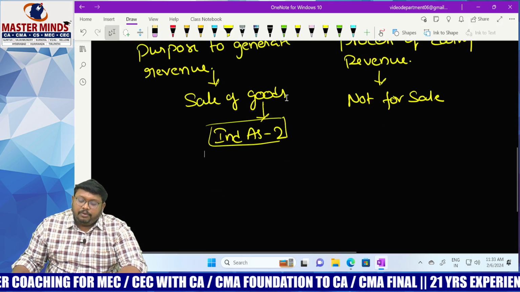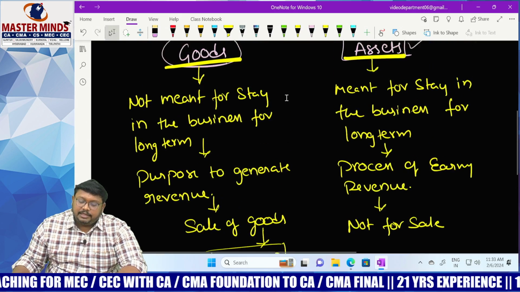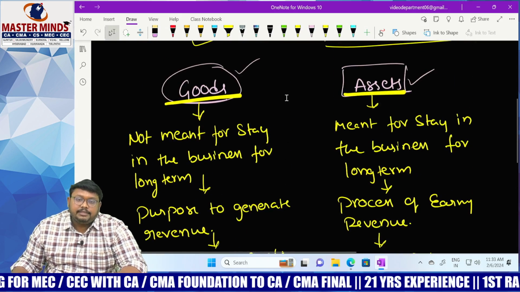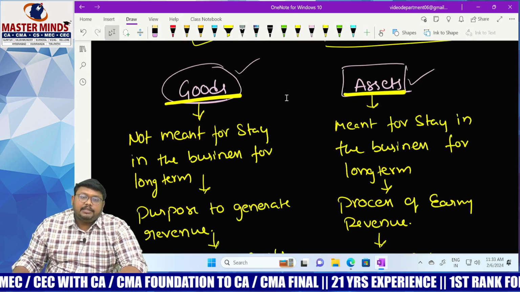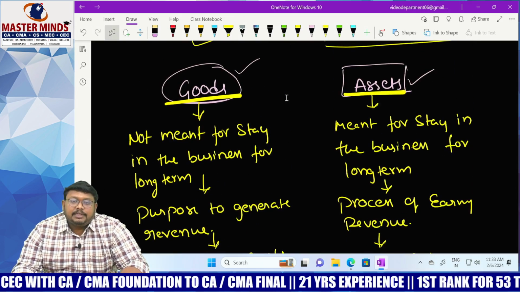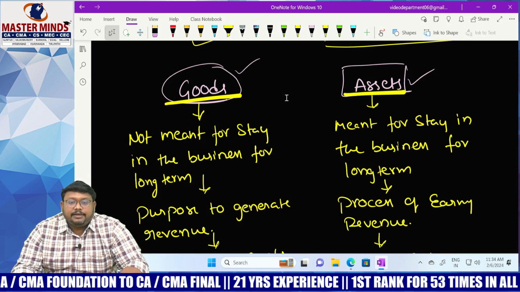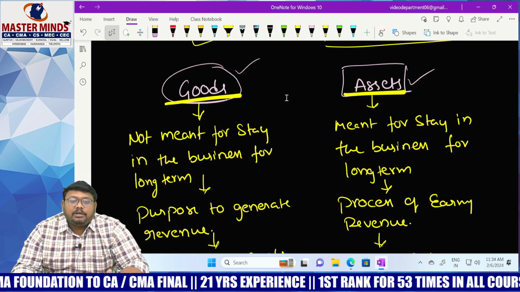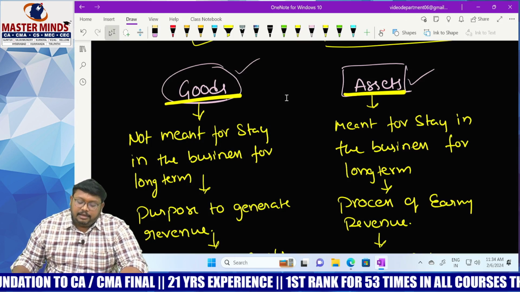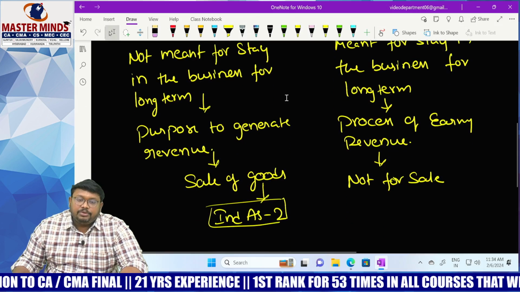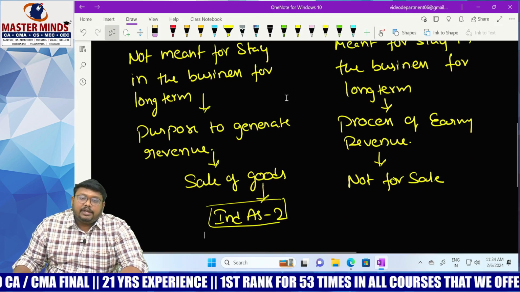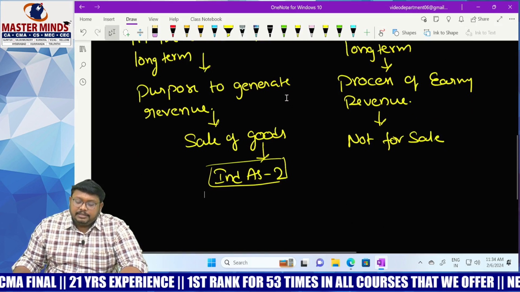First of all, what is meant by an asset? Now you understand the point. What is the difference between goods and assets? Goods are not meant to stay in the business for the long term, but assets are meant to stay in the business for the long term. Goods are for the purpose of generating revenue, and assets are the process of earning revenue. We are using the assets. And how do you generate the revenue through goods? By sale of goods. And assets we are not selling. It is not for sale.